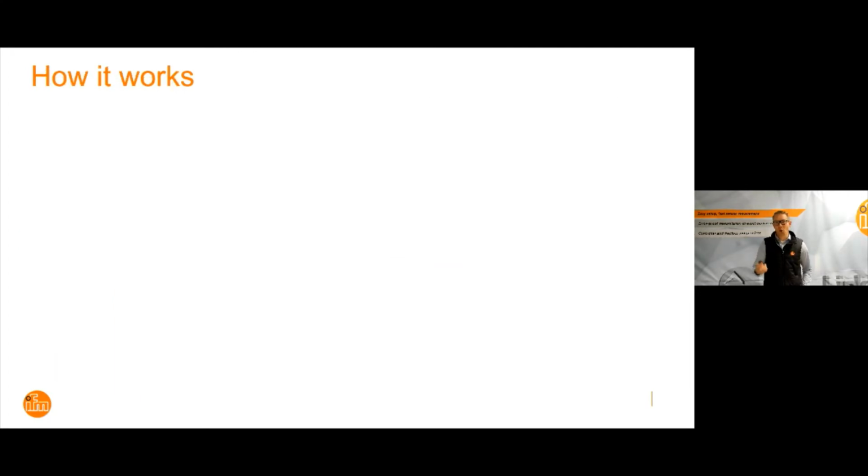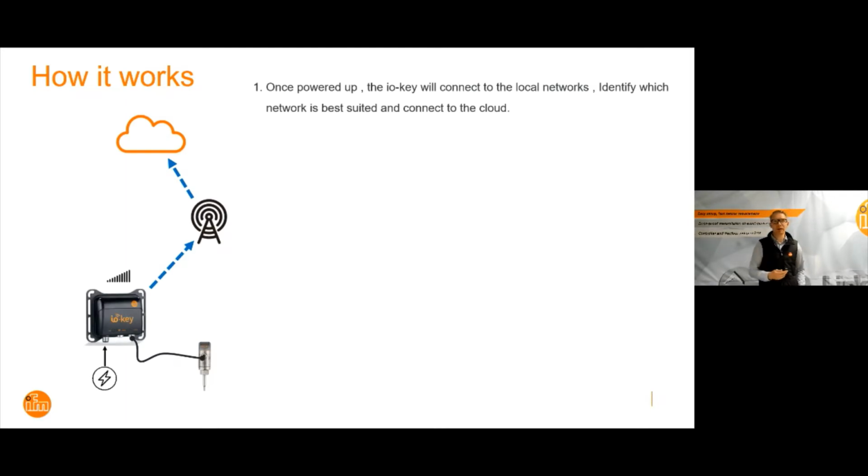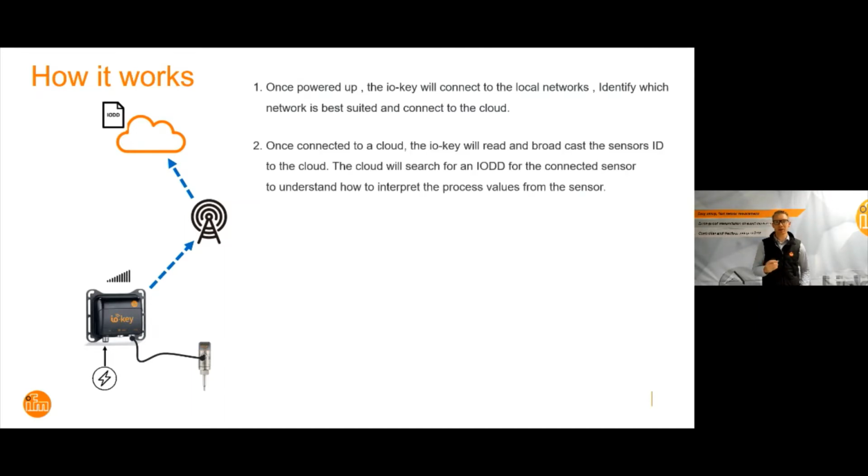How does all of this actually work? So firstly, we power the unit up. The Ioke will try to connect to the local networks in our region. It will identify which network is best suited and then establish a connection to the cloud. So once a connection to the cloud is established, the Ioke then needs to read the sensor ID that is connected to the iLink port. So an iLink sensor provides us an ID, and this ID is then transmitted to the cloud.